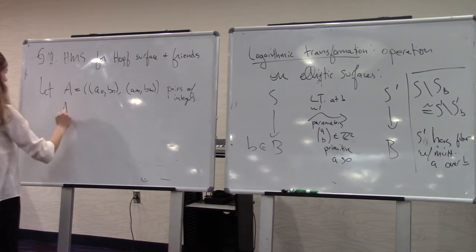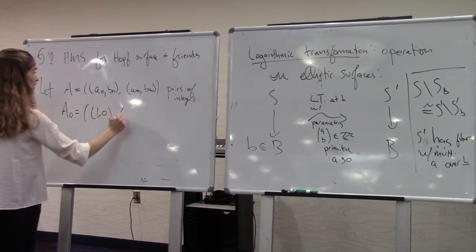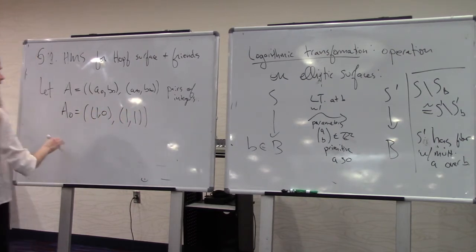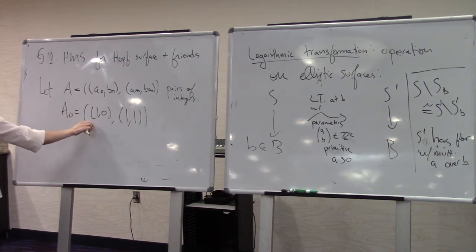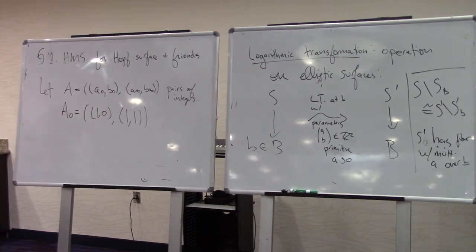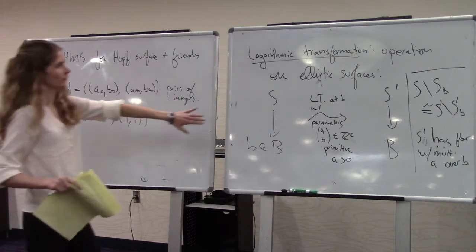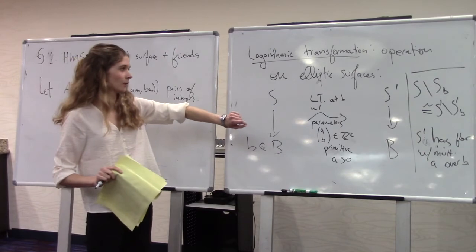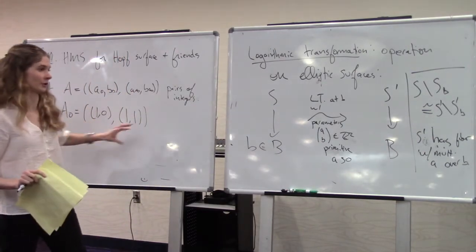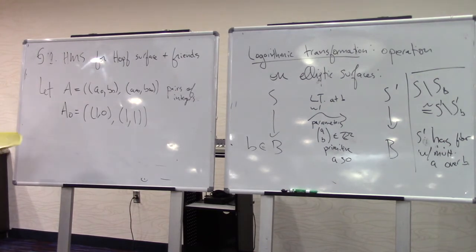And then let A naught be equal to the pair 1, 0, 1, 1. And I should note that doing a log transform from their 1, 0 is trivial. So topologically, what this thing is going to do is some sort of surgery where you move a neighborhood of the fiber, glue it back in. The 1, 0 case will be you're just gluing it back in by the identity on the boundary. Sorry.